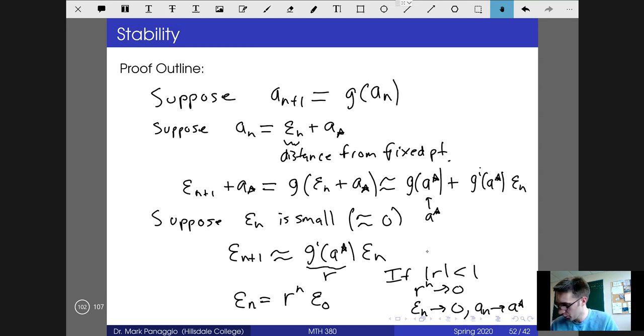Now, this proof is not entirely rigorous. We've actually omitted some other stuff from this Taylor series, but it gives you the gist of the argument at the very least, and this can be made more precise by using a theorem called the mean value theorem. All right, so the point of this is to recognize that it is the derivative of g that tells us whether we have a stable fixed point or not.